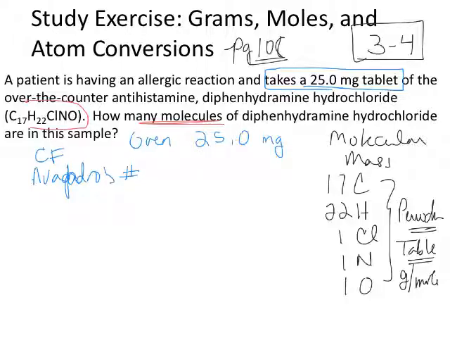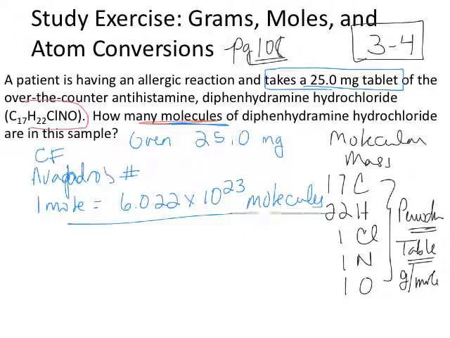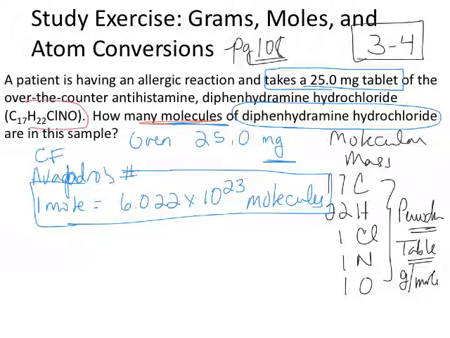And Avogadro's number is for 1 mole. You have 6.022 times 10 to the 23rd. In this case, it's going to be molecules. So you will need that conversion factor. And you're in milligrams, and they want how many molecules of this compound. So sure enough, a conversion factor you're going to need is molar mass, molecular mass.